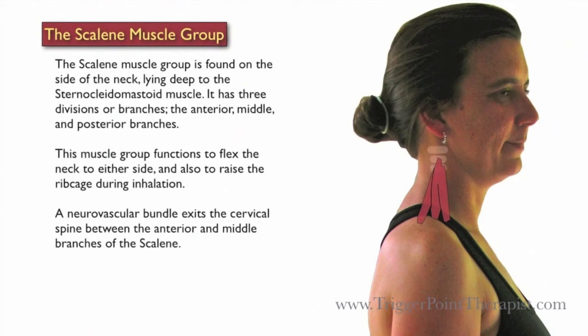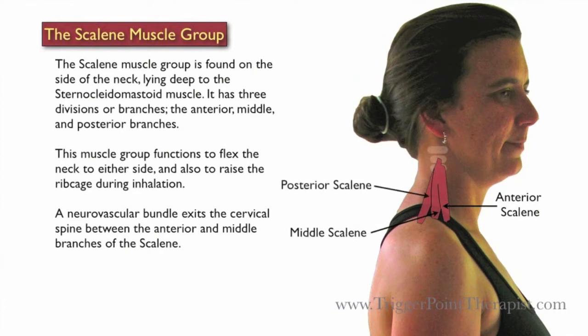Scalene muscle group. The scalene muscle group is found on the side of the neck, lying deep to the sternocleidomastoid muscle. It has 3 divisions or branches: the anterior, the middle, and the posterior. This muscle group functions to flex the neck to either side and also to raise the rib cage during inhalation. A neurovascular bundle exits the cervical spine between the anterior and middle branches of the scalene.